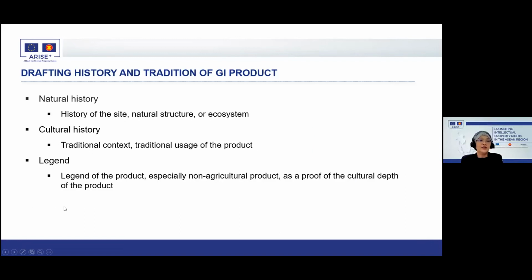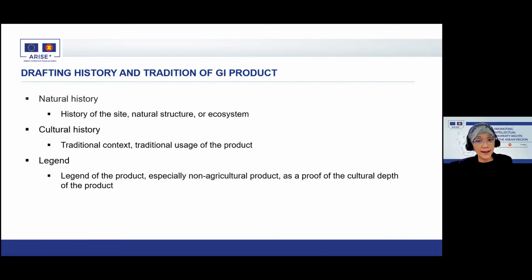Let's move on to the way to draft history and tradition of GI product. Drafting history and tradition of GI product can take forms of natural history, like history of a site, natural structures, or natural ecosystems, the history of it. It can also consist of cultural history, traditional context, traditional usage of the products, or even legend.